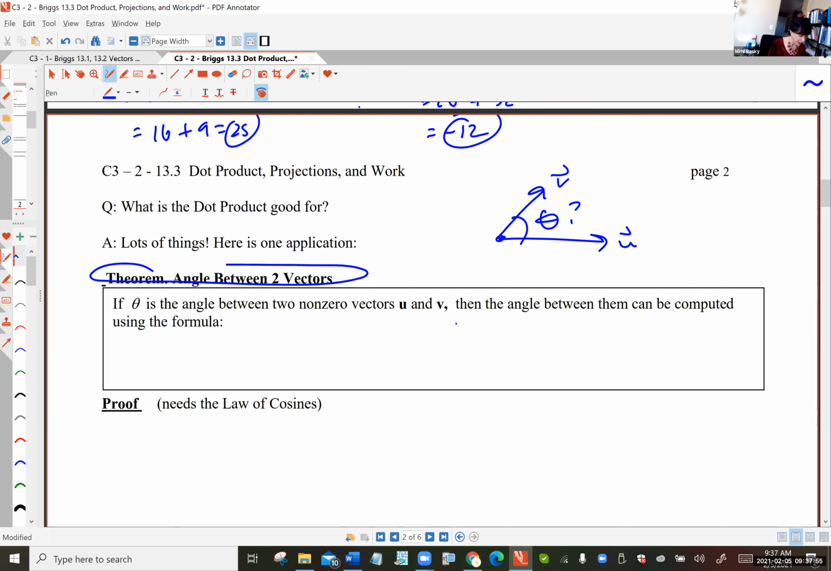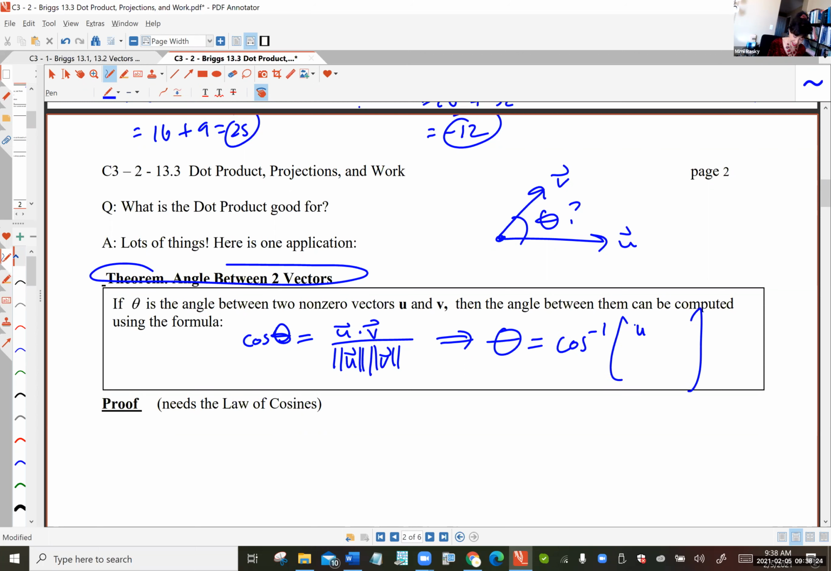It turns out that the angle between those is found by first finding the cosine of the angle between them. So the cosine of the angle theta is the dot product of u and v divided by the product of the magnitudes of u and v. Then how do you get theta? You take cos inverse of both sides, and the actual angle will be cos inverse of this lovely quotient, the dot product of u and v divided by the product of the magnitudes.